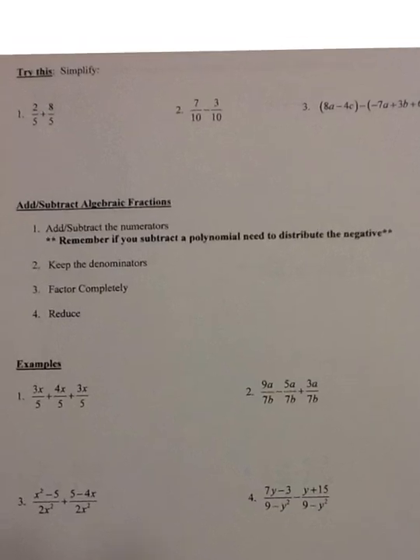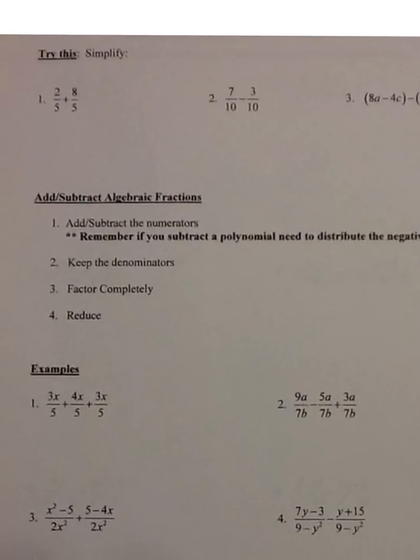Okay, so let's take a look at number 1. We have 2 over 5 plus 8 over 5. So I notice that my denominators are the same, so I just add the numerators. So 2 plus 8 is 10. And I keep the denominator over 5. Now I notice I have 10 over 5 and that can reduce to 2.